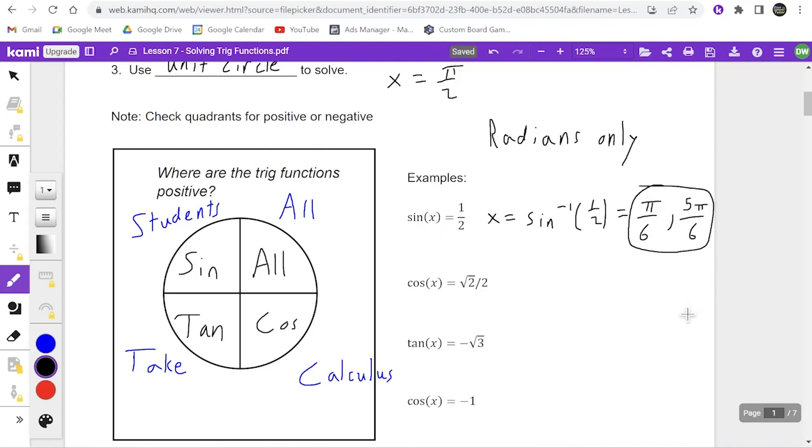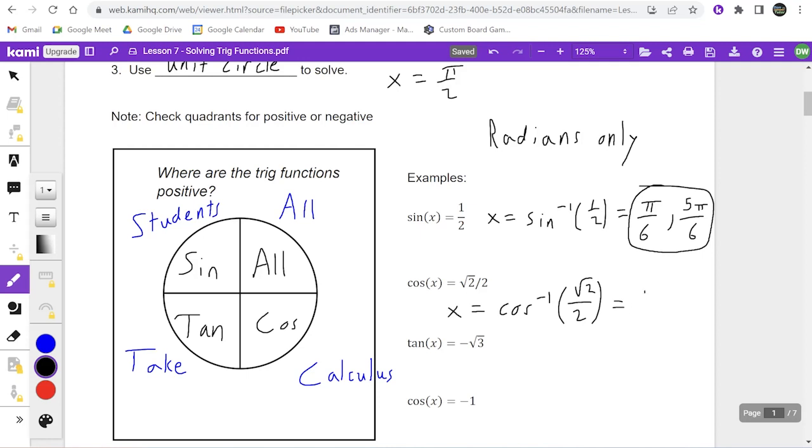Most of the time you're going to have 2 solutions. Sometimes you just have 1 solution. We'll talk about that later. Next one, if you want to solve for cosine x equals root 2 over 2, that means you're going to say x equals the arc cosine, or inverse cosine, again means the same thing, of root 2 over 2. And where does cosine equal root 2 over 2?